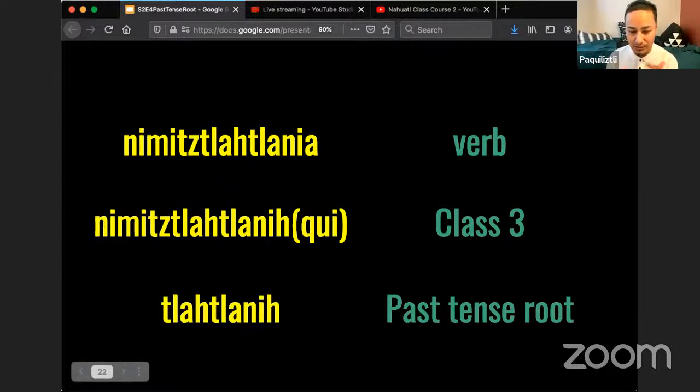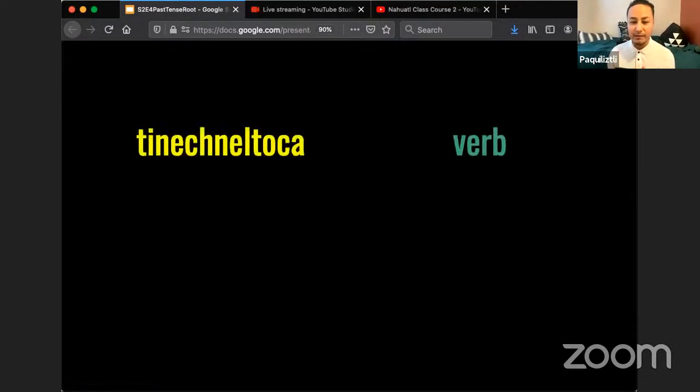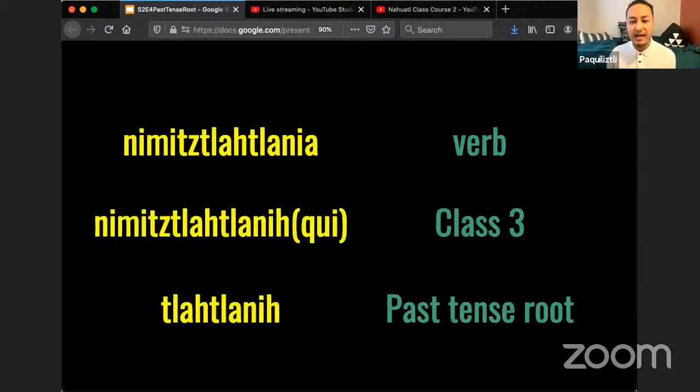So without the prefixes and without the ki, it's tlatlani. That's the part that you should focus on for the past tense root. Quali. And by the way, the past tense root by itself is not a word, but you need to be able to identify it because we're going to use it for other things. By the way, this nimitztlatlania means I ask you. Nimitztlatlanihki, I asked you. And tlatlani doesn't mean anything by itself.